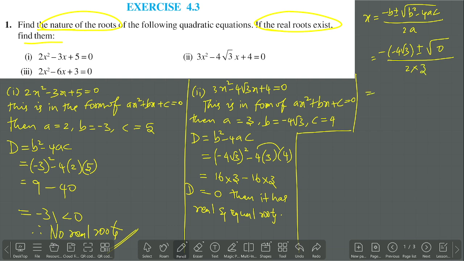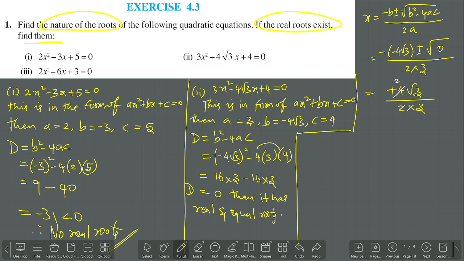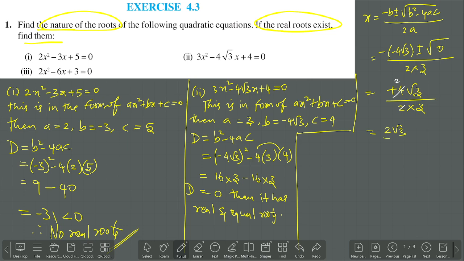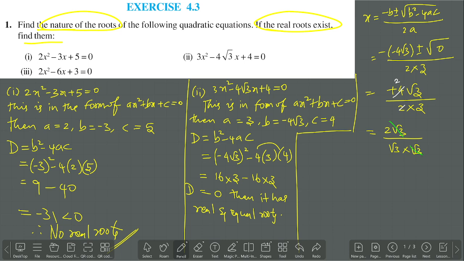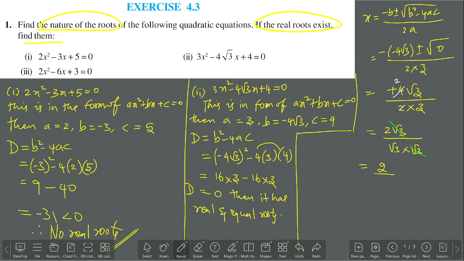Now, minus into minus is plus 4 root 3, whole divided by 2 into 3. We can cancel: 1 time, 2 times. Next step, I will write 2 root 3 whole divided by, and this 3 I can write as root 3 into root 3, because root 3 into root 3 is 3 only, no other changes. So one root 3 will be cancelled. Then the remaining is 2 divided by root 3. Okay, this is the x value. But what is this equation?